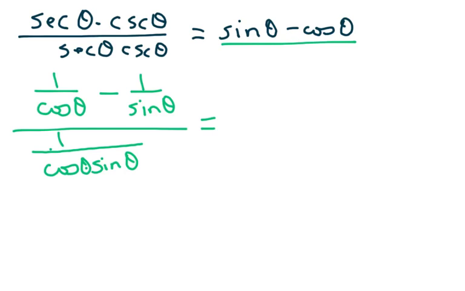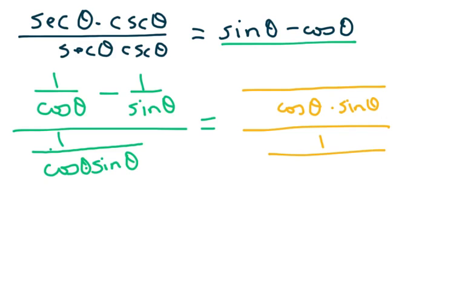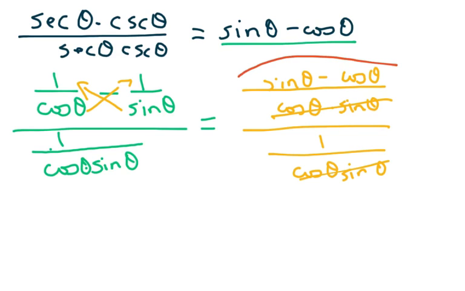The only thing we have to do is fix the numerator here. My common denominator is cosine times sine. I'm going to go ahead and copy him down. This is what happens when I go too fast. Now, all we're going to do here is cross. So this would be sine of theta minus cosine of theta. These cancel, and what you're left with is sine of theta minus cosine of theta, which matches.